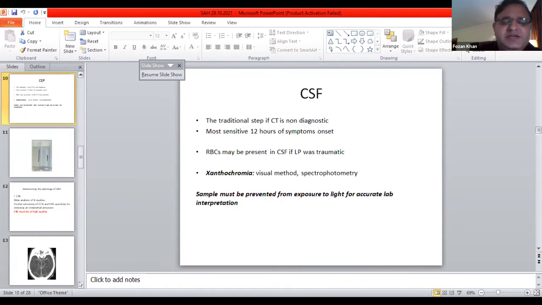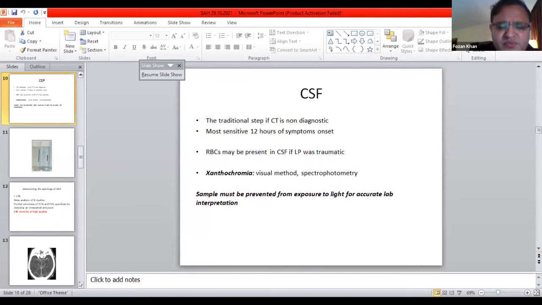So the next investigation is doing a lumbar puncture and testing CSF for xanthochromia. It is a traditional step if the CT is not diagnostic. It is most sensitive if it is done after 12 hours of symptom onset. RBCs are not uncommon if the CSF tap is traumatic. Usually xanthochromia is checked by visual method and by spectrophotometry.